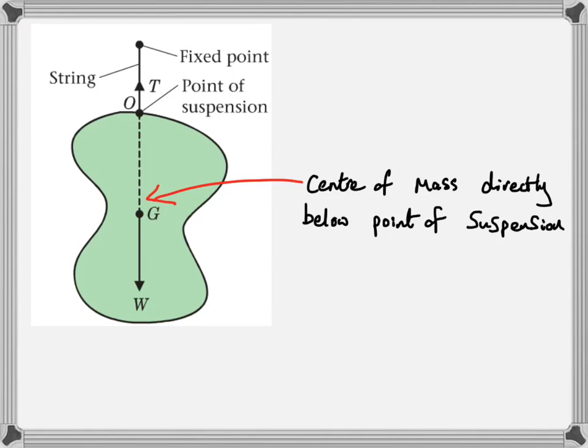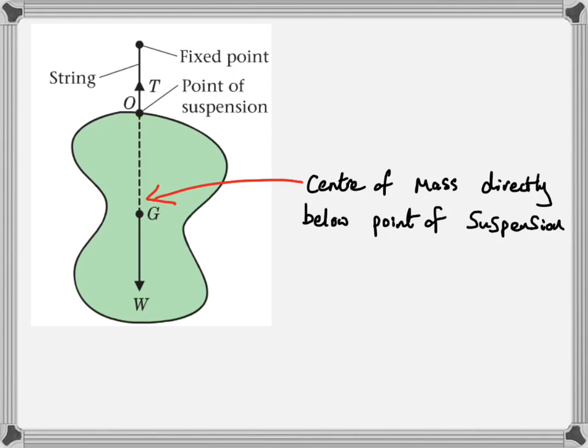In this section we're interested in when a body is either suspended from a point or placed on an inclined plane, and then the plane is tilted further and further until potentially the object topples. We've already met the idea that if we suspend a shape from a point, then the centre of mass will lie directly below the point of suspension, as shown here.